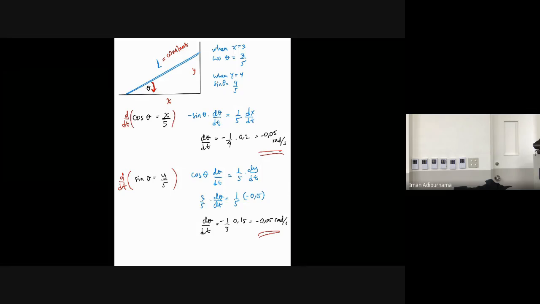So first, if we use the cos theta, our answer will be negative sine theta, d theta over dt, equals 1 over 5 dx dt. Use the information from previous questions, and then you get 0.05. Similarly, if you use the sine, you will get cosine theta d theta dt equals 1 over 5 dy dt. The question is asking how fast the angle is reduced, so it's asking for d theta dt. And then you get 0.15 divided by 3, which is 0.05 radian per second.